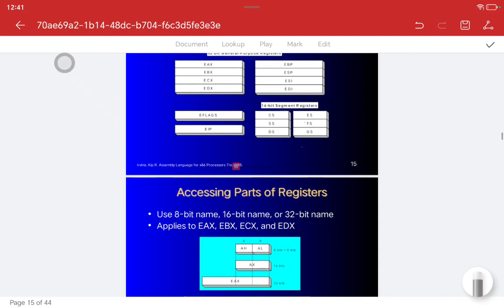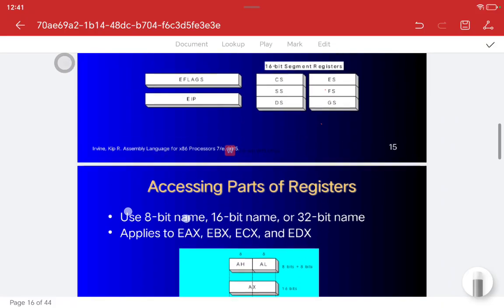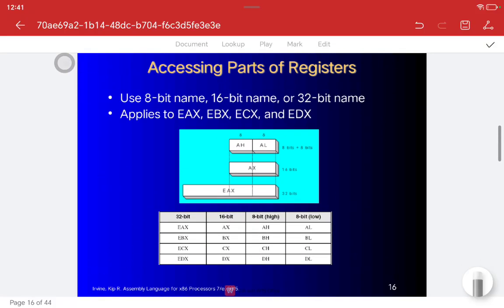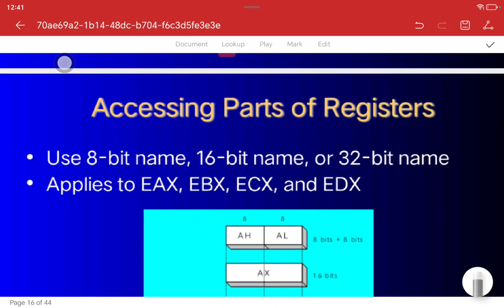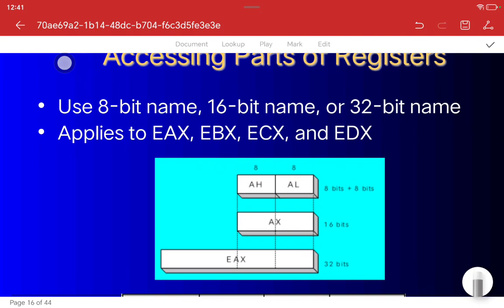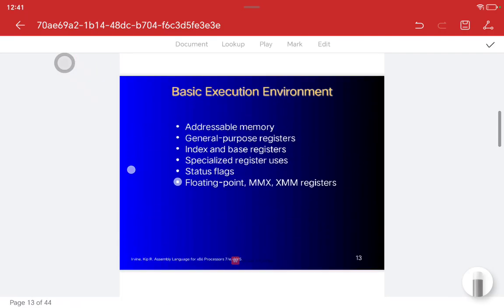From here, we'll look also at the flags, right? Not necessarily this; this is what I was talking about when we come to accessing parts of registers. Now we use the 8-bit name, 16-bit name, or 32-bit name, which applies to EAX, EBX, ECX, and EDX. So it will only apply to these registers.